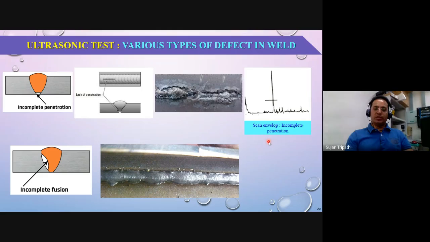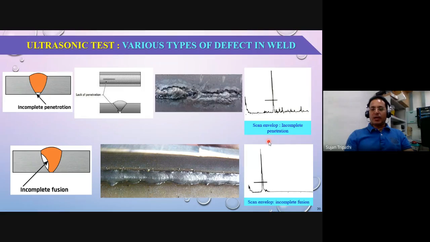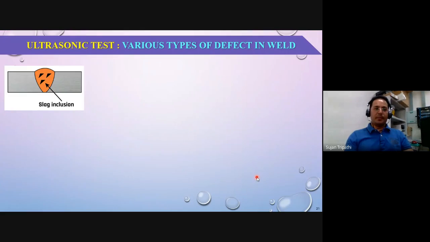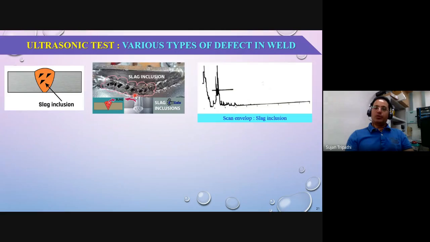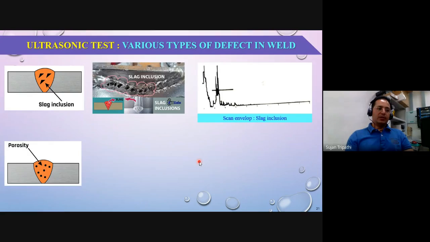Yes, this figure shows the incomplete fusion. And how do we determine it? If the graph looks like this, right? Then we can tell this is incomplete fusion. Another one is slag inclusion. That means small voids, porous inside the weld, right? So the scan envelope for slag inclusion looks like this. And similarly, porosity.